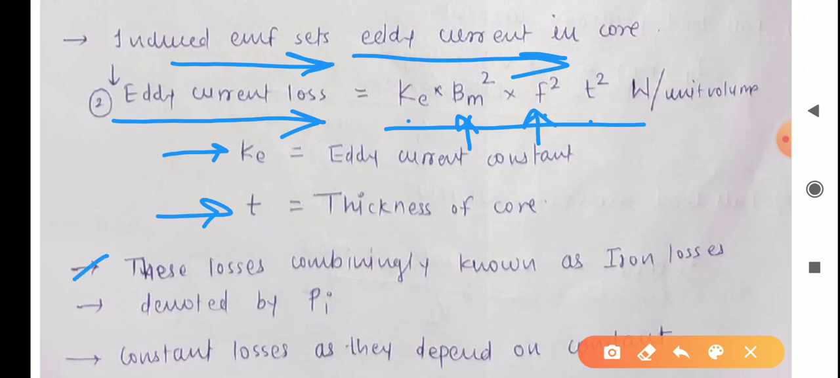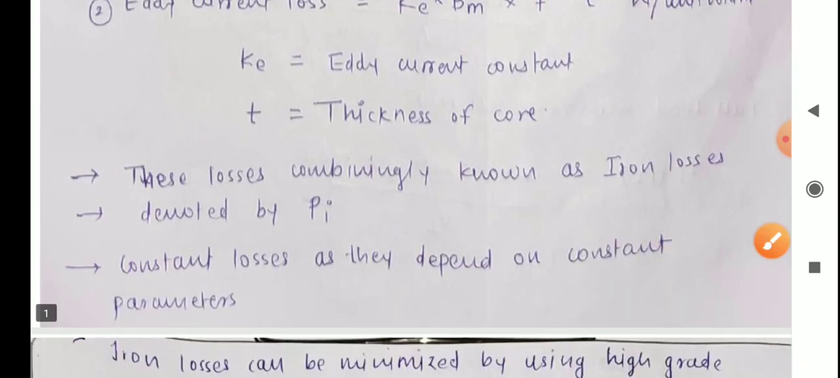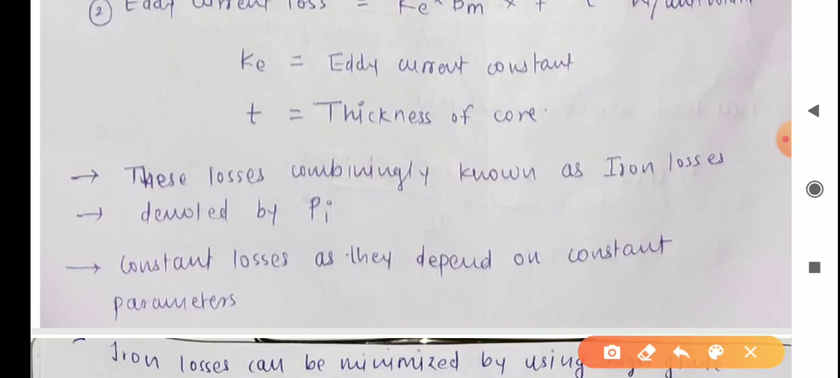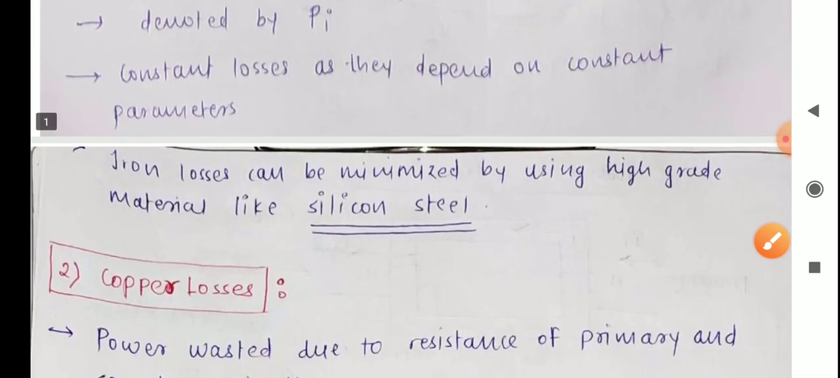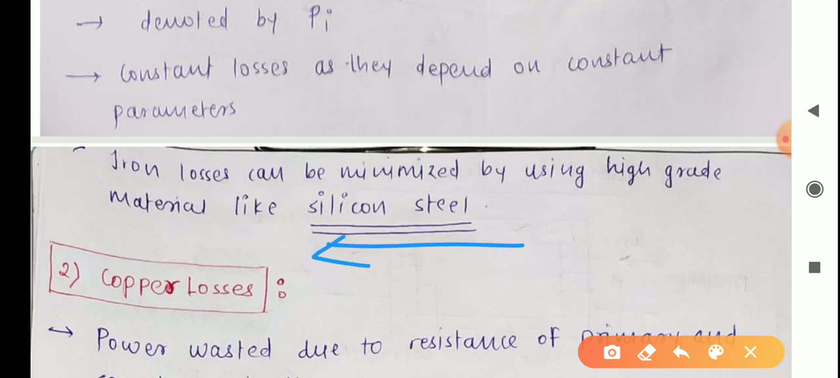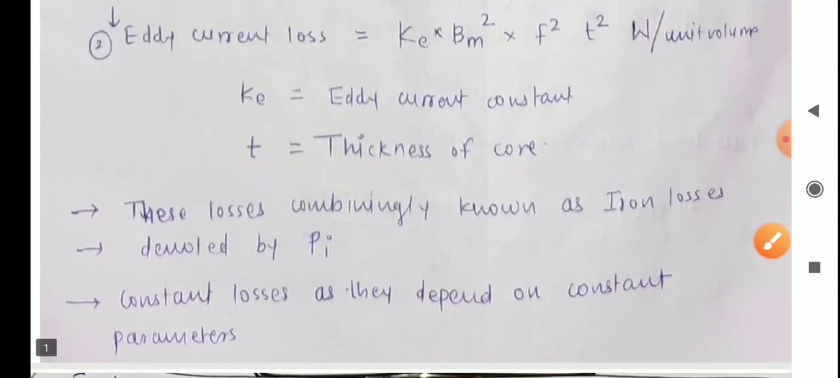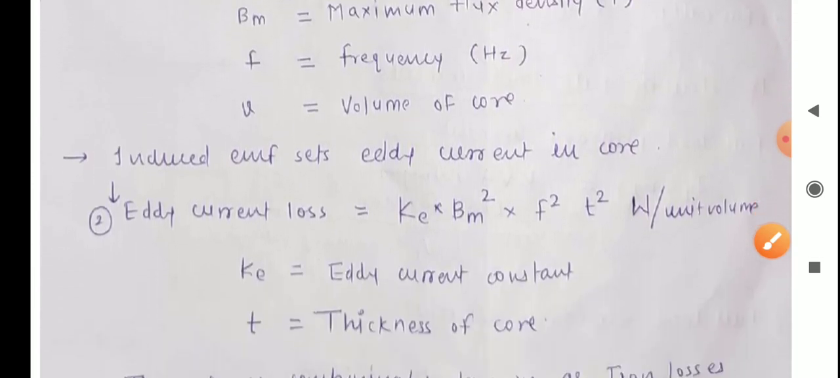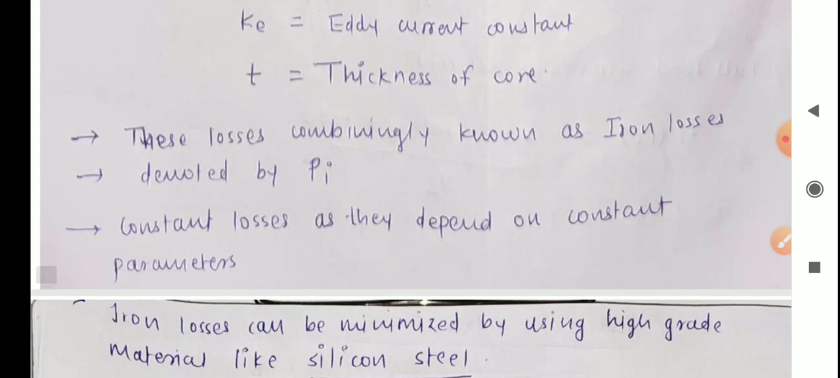Now this hysteresis loss and eddy current loss combined form the iron losses, denoted by Pi and measured in watt. These two types of losses are constant losses as they depend on constant parameters only. So we can say that for a transformer the iron losses are always constant losses, not depending on the load parameters, and these iron losses can be minimized by using a high grade material like silicon steel. So this was about iron losses. Iron losses are made up of hysteresis loss and eddy current loss, and they are always constant losses. These are some significant parameters of iron losses.